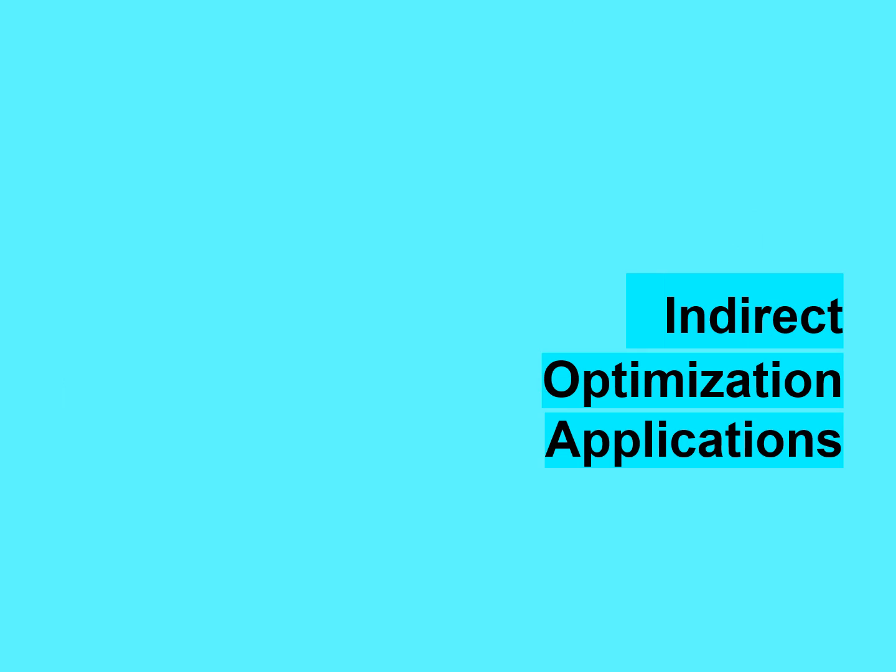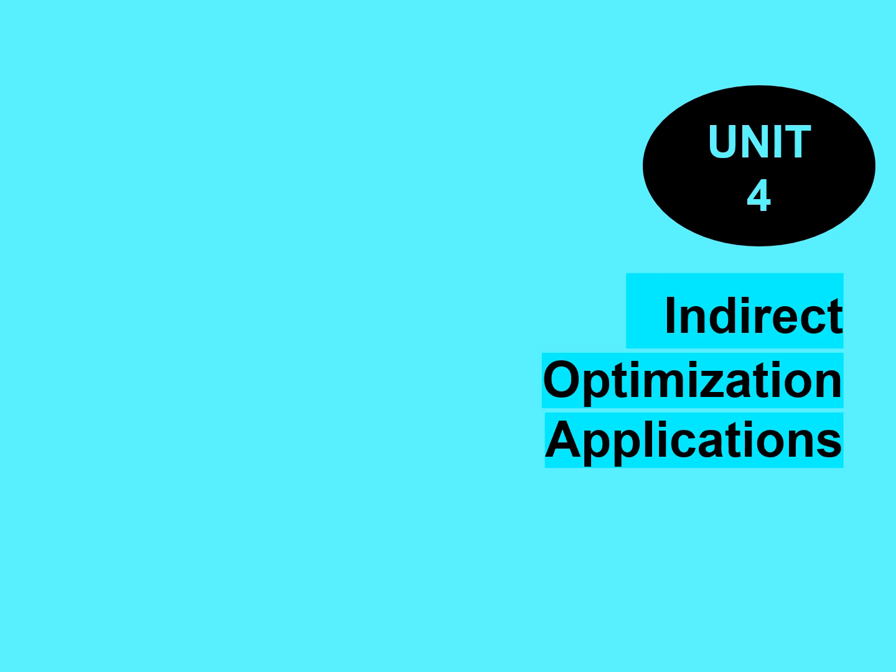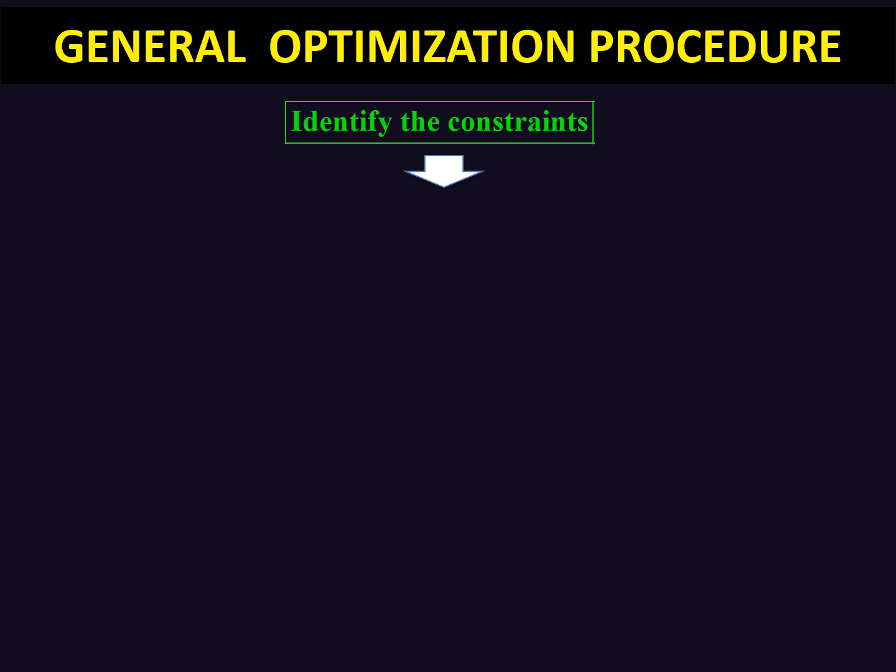Now we're ready to go one step further, and let's look at indirect optimization applications. Let's go over the general optimization procedure. We have to identify the constraints. In other words, read our question carefully.